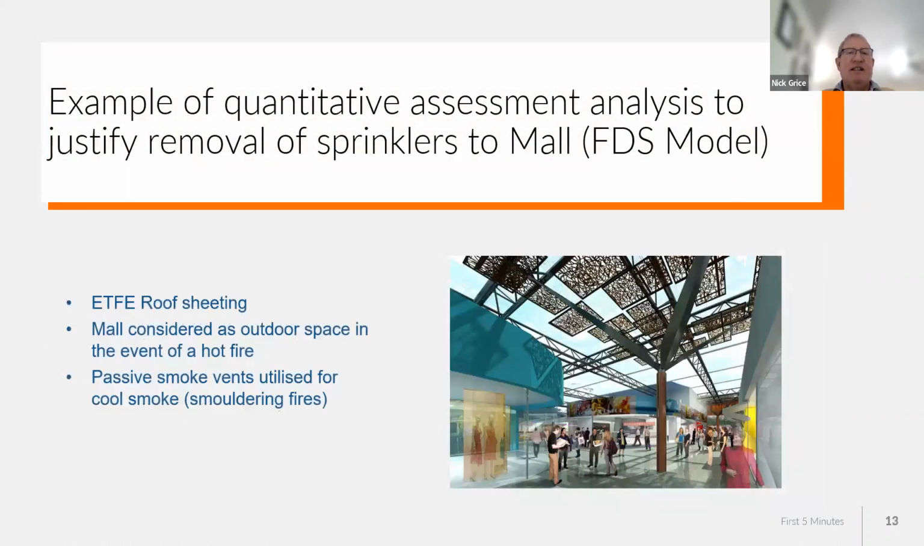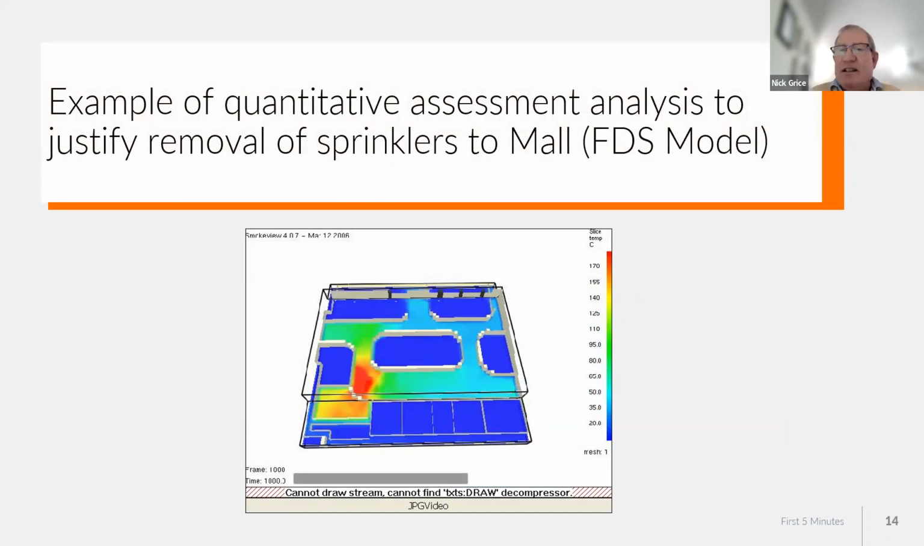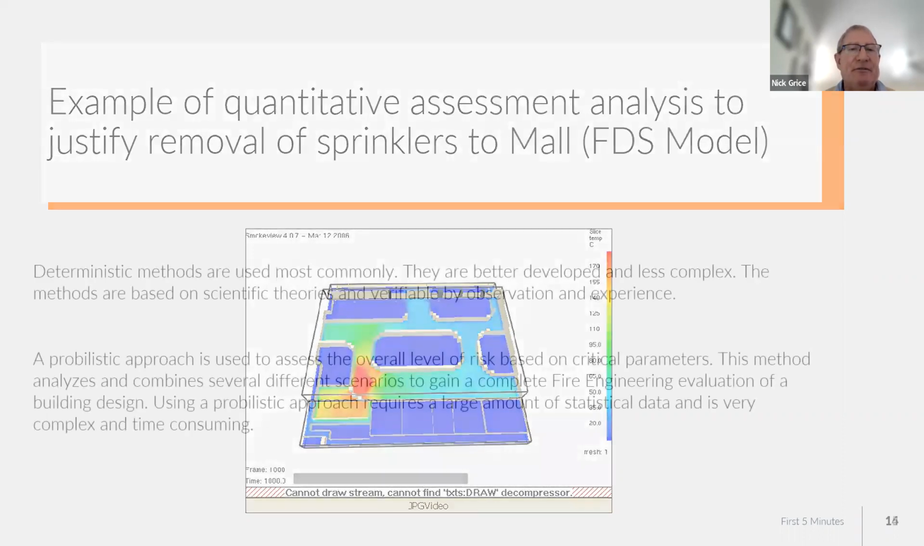So one of these, a quantitative assessment of analysis, was to justify the removal of sprinklers to a mall. So this one was a mall in Adelaide, and they had roof sheeting. You can see it there. It was considered outdoor space in the event of a fire, so it had passive smoke vents, which are utilised for cool smoke or smouldering fire. So they didn't need to put sprinklers in that mall. And you can see here they've done some modelling to prove it to the fire service, and that goes in the fire engineering report. So there's a lot. It's not just that picture goes in. There's a lot of equations going there, and if you've seen a big fire engineering report, they're absolutely massive.